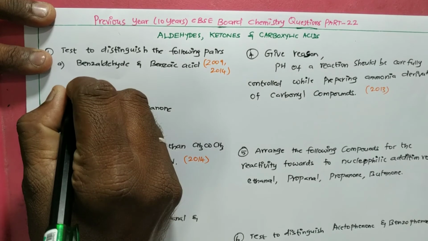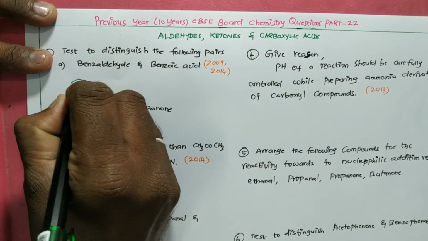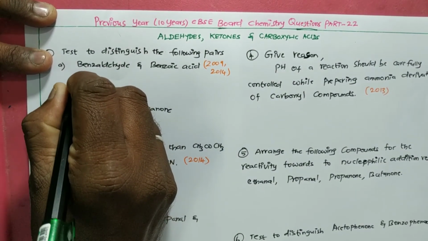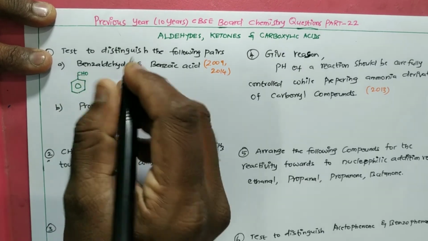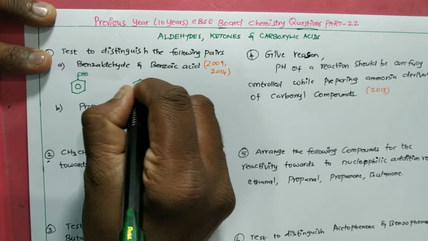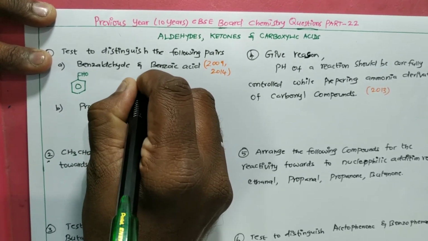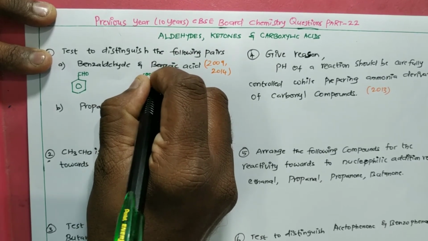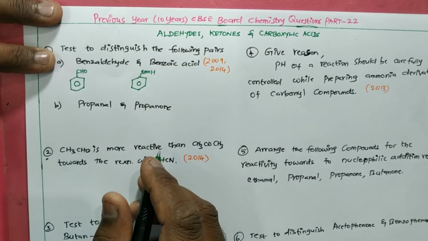First of all, we have to write the structure of benzaldehyde and benzoic acid. So I have to write the structure of benzaldehyde. This is CHO. It is benzaldehyde. So benzoic acid, what is the structure? It's nothing but COOH. So if it is COOH, you'll be getting benzoic acid.